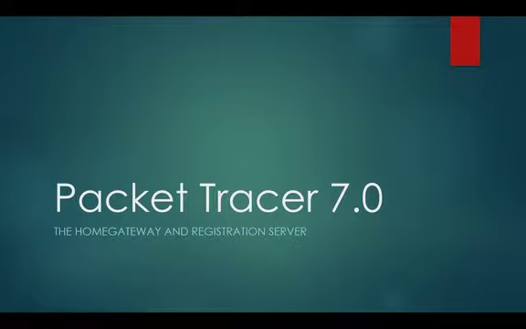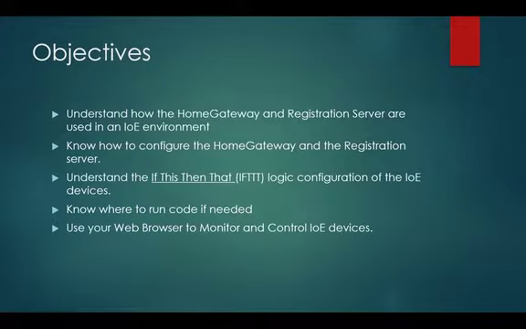New to Packet Tracer 7 are the home gateway and registration server. We want to give you a basic understanding of these new devices inside Packet Tracer and their functions. You will be able to configure these devices as if you were in a regular home or industrial situation. You can now use if this, then that logic configuration of the smart devices. Packet Tracer now has the ability to run code as if using a Spark kit.